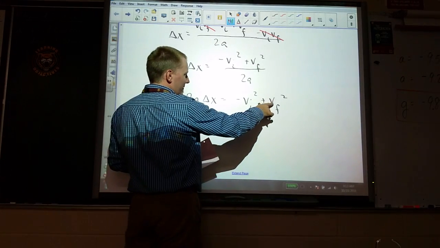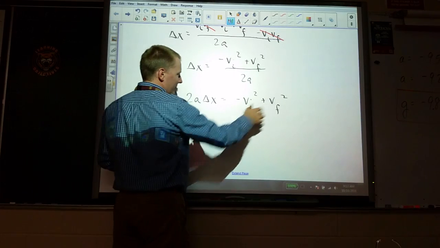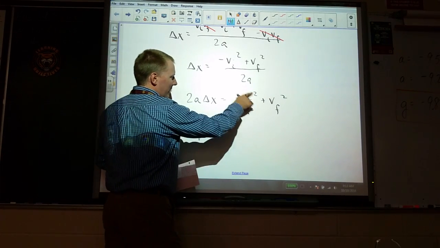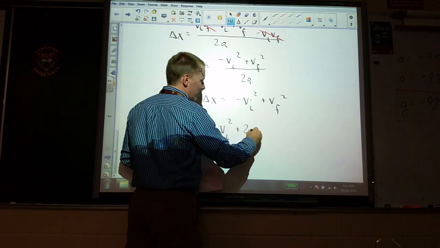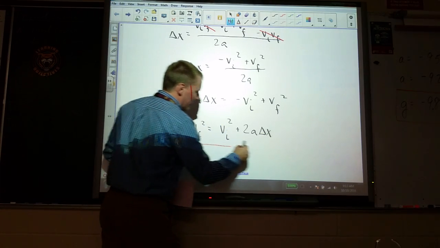And now I'm going to solve for this one, so I'll add this to both terms, but I'm also going to flip it around just so I have VF squared equals. So that's what's left here. I add this to both sides, the initial squared plus 2a delta x. And that is our third and final important one.